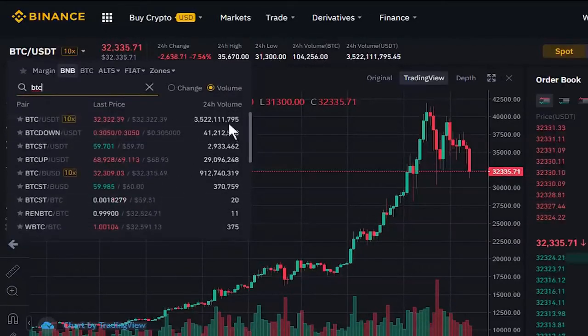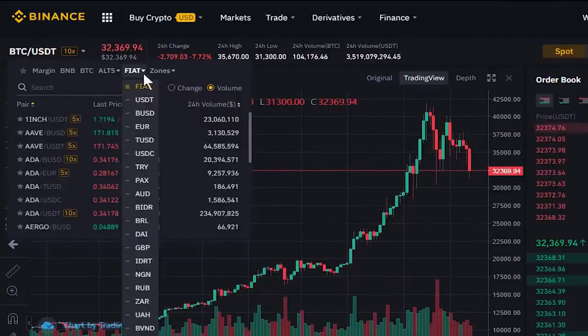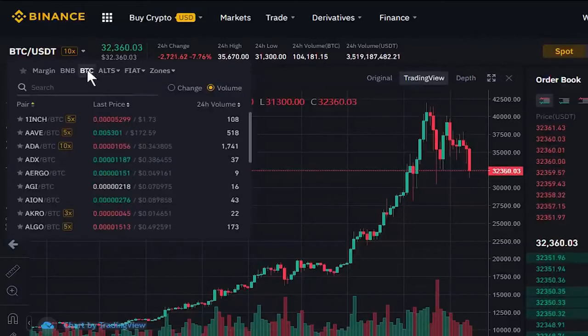So you can clearly see that Bitcoin to Tether has high trading volume compared to other stable coins or fiat currencies. You can also trade your coins in terms of other coins. Here, this small menu bar actually filters the search result. Until now, it was on fiat. And for example, we can select BTC or Bitcoin.